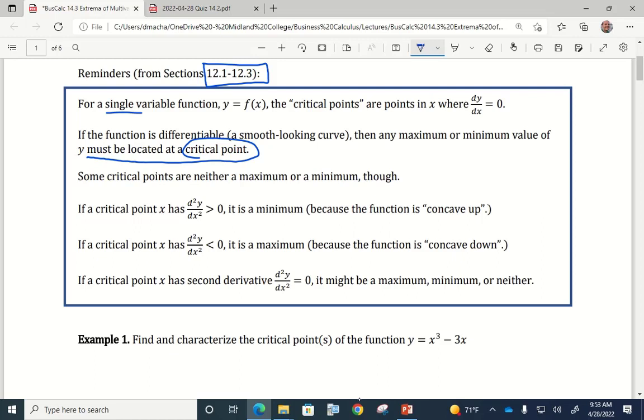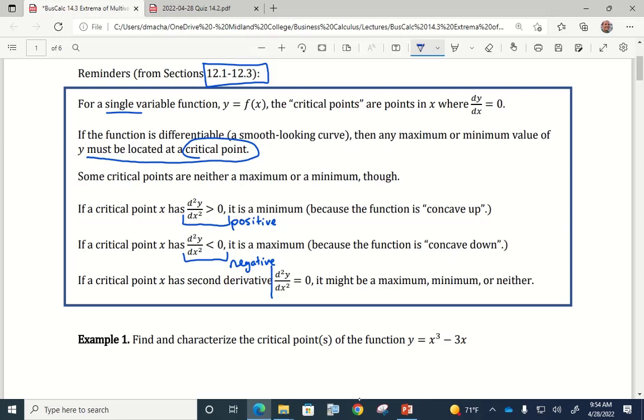If your critical point has a positive second derivative, then you're talking about a minimum, because that would mean your function is concave up. If your second derivative is positive, you've got a bowl shape, and so that critical point at the bottom has to be a minimum value. If your critical point has a second derivative that is negative, then that critical point is a maximum, because your function is concave down. It's got that hill shape, and so the critical point at the top of the hill must be a maximum value.